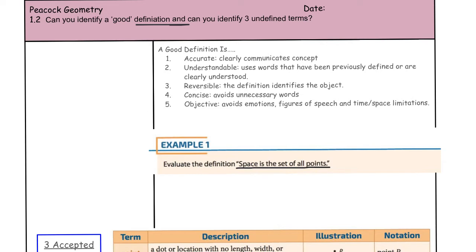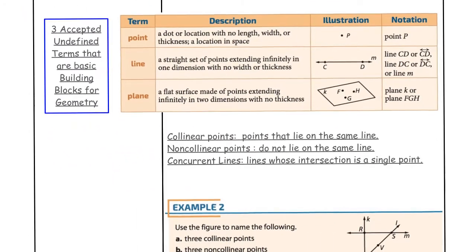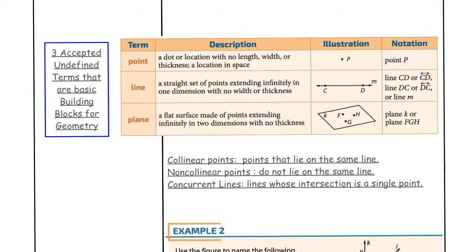All right, so being that we don't understand the word point yet, let's look at that. We have 3 terms in geometry that we just accept. We accept and we use the definition as fact, okay? So these 3 are point, line, and plane. These are the 3 accepted undefined terms. They are the building blocks for geometry.